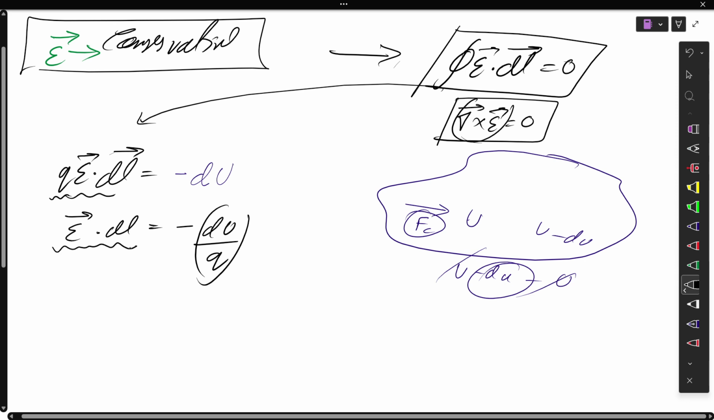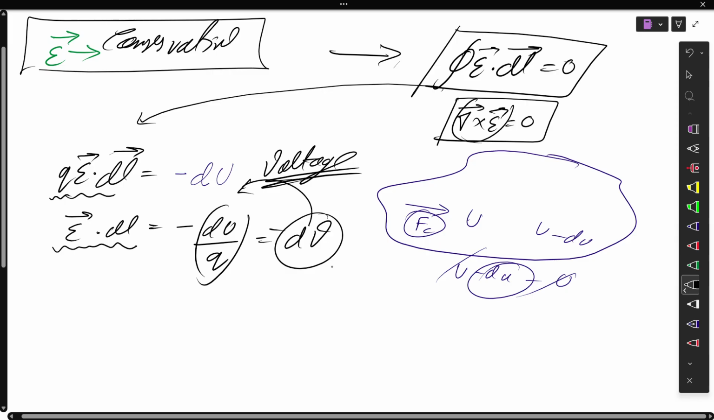Later on, this dU over q was regarded to be dV, and this was the point from where the term voltage was introduced. Actually it was a kind of necessity to introduce it. For our understanding, we can assume it as a necessity, or maybe not. It's up to you, right?